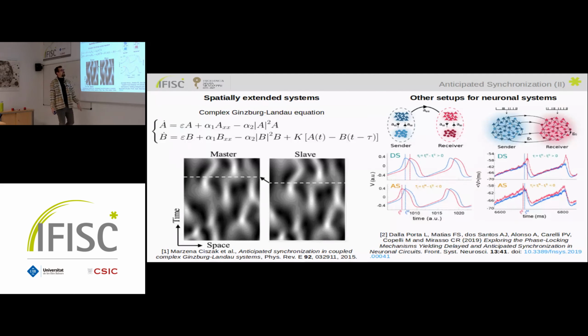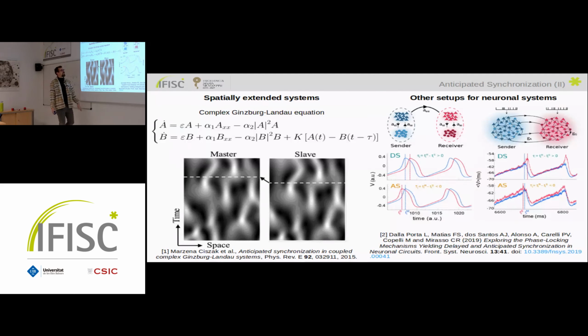But here the main thing is that they are not adding this self-loop that I was explaining before. They are just unidirectionally coupling one system with the other. Here they are using sender and receiver. I am calling them driver and driven, but the idea is still pretty similar.